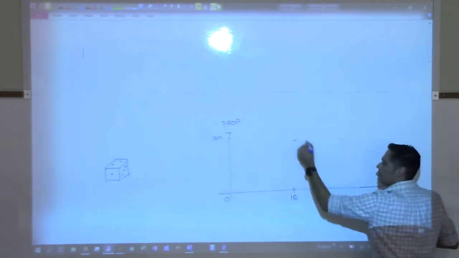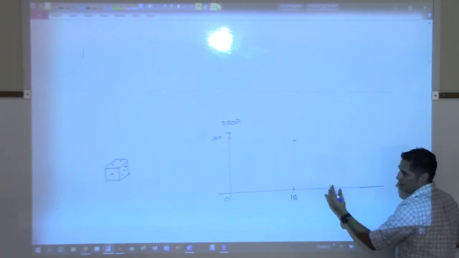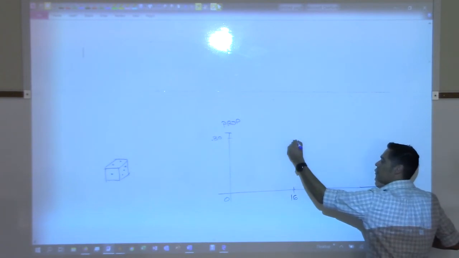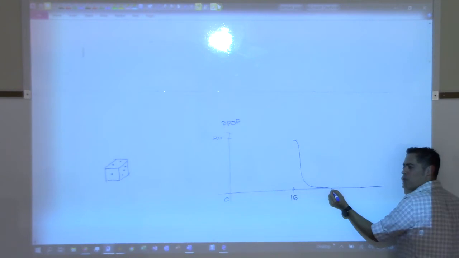0.8. Now, as you move away and start getting closer to 17 ounces, 18 ounces, the probability is going to drop, isn't it? So this is going to start doing this. And then, can you say that it won't be 20?